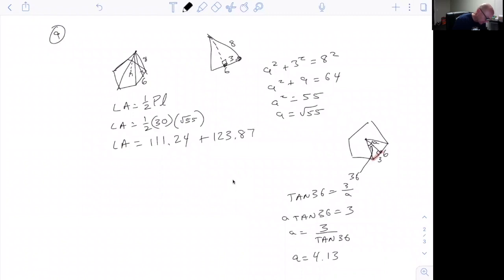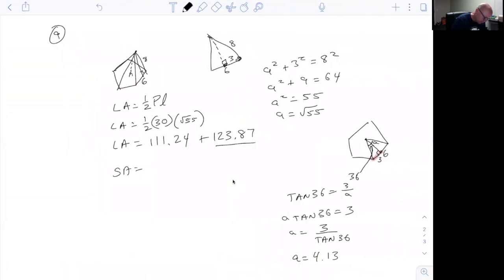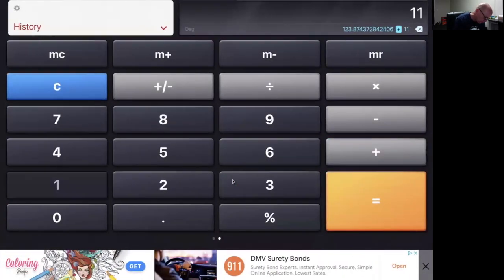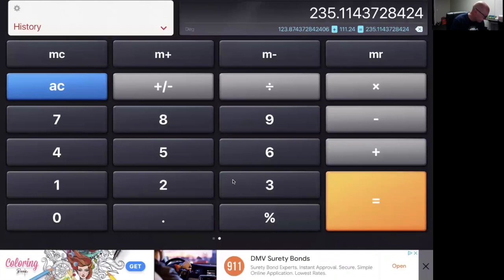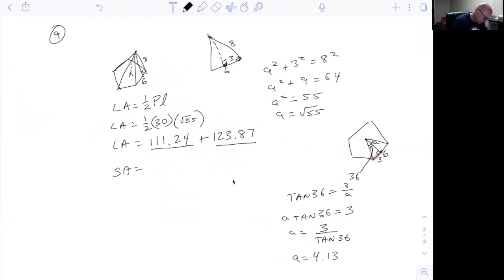So now my surface area is 123.87, the area of the base, plus the lateral surface area, 111.24, and I get 235.11.